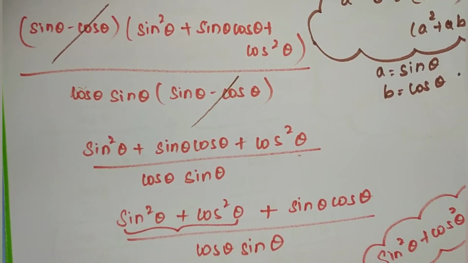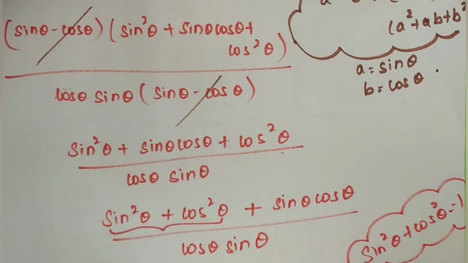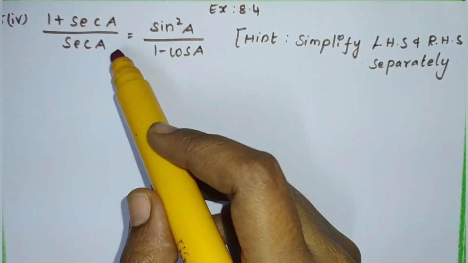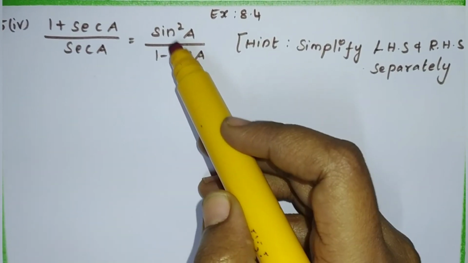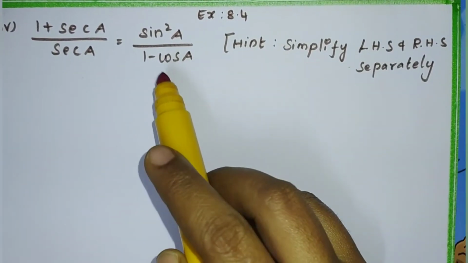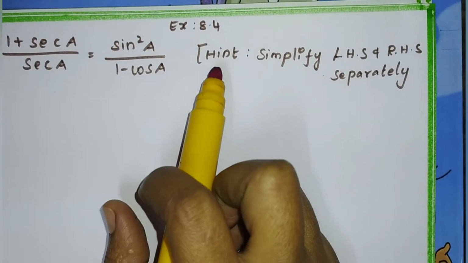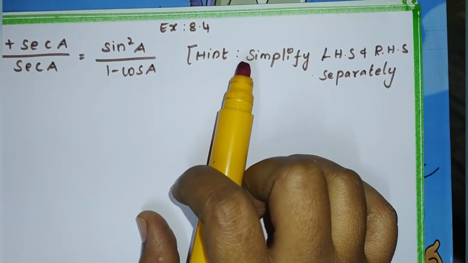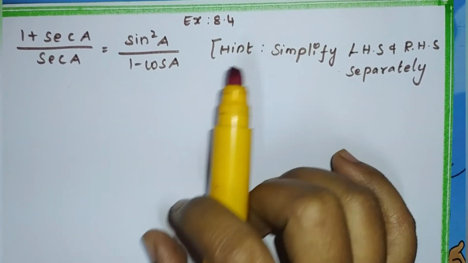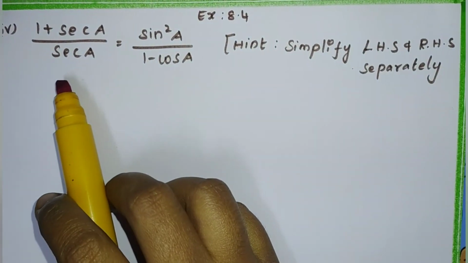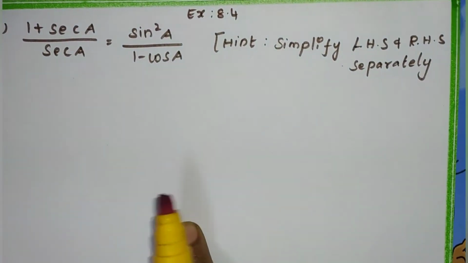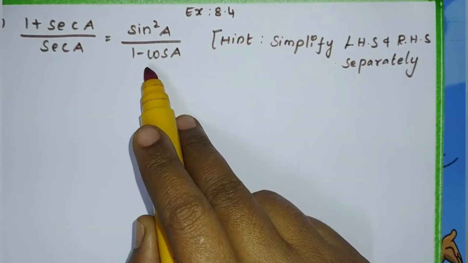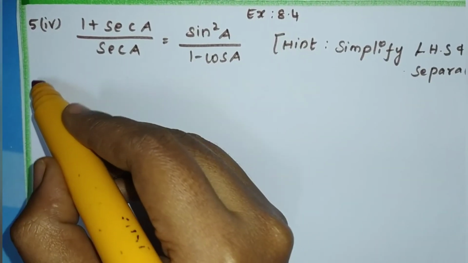Are you all clear, children? Thank you. Next, fourth subdivision problem. 1 plus secant A divided by secant A is equal to sin square A divided by 1 minus cos A. Hint: they have given in the question to simplify LHS and RHS separately. Like this also we can prove. We take the LHS and we will get one answer. That same answer we have to get for RHS also. Clear? Now I am going to take the LHS first.